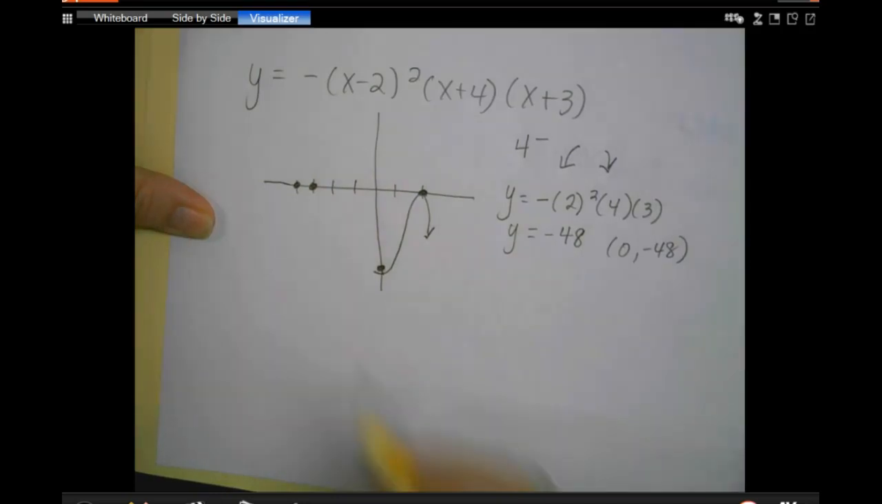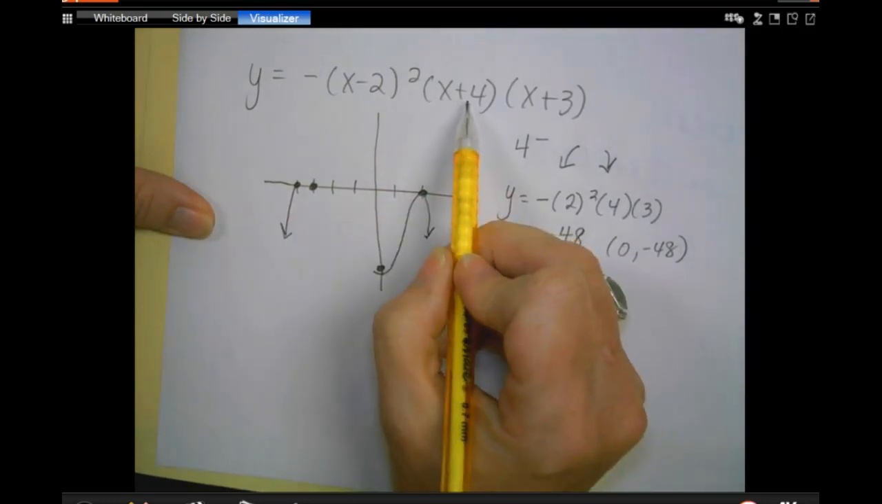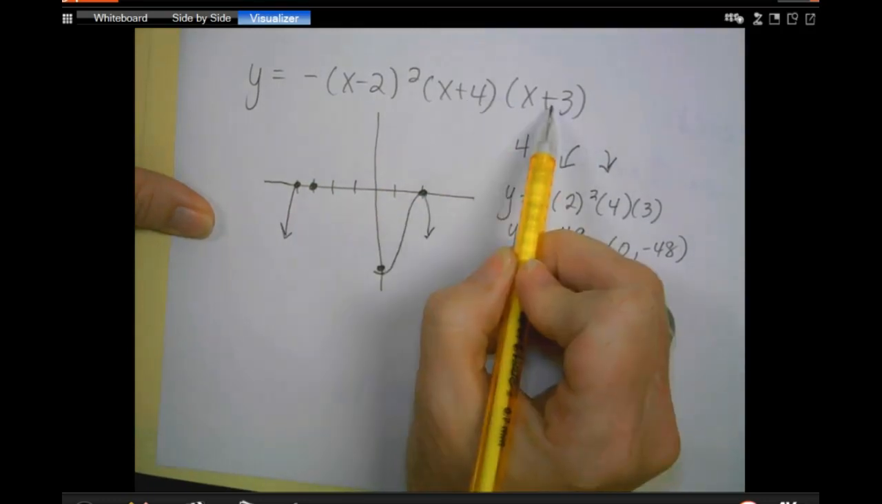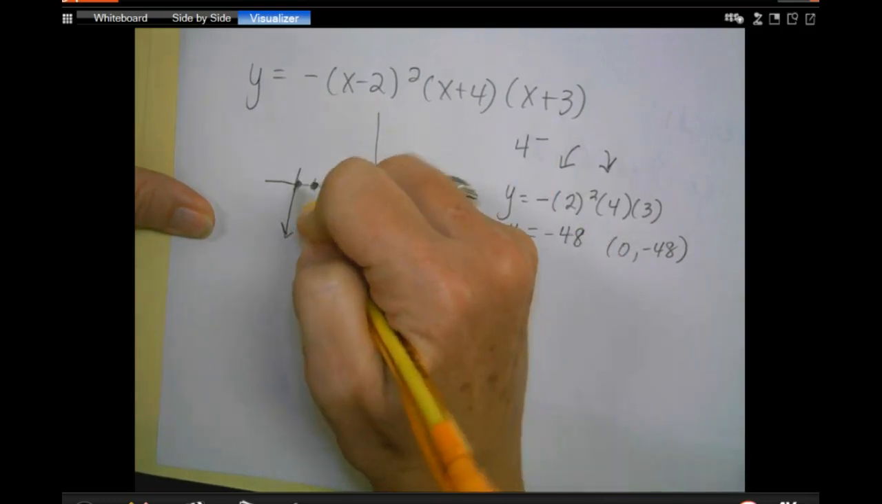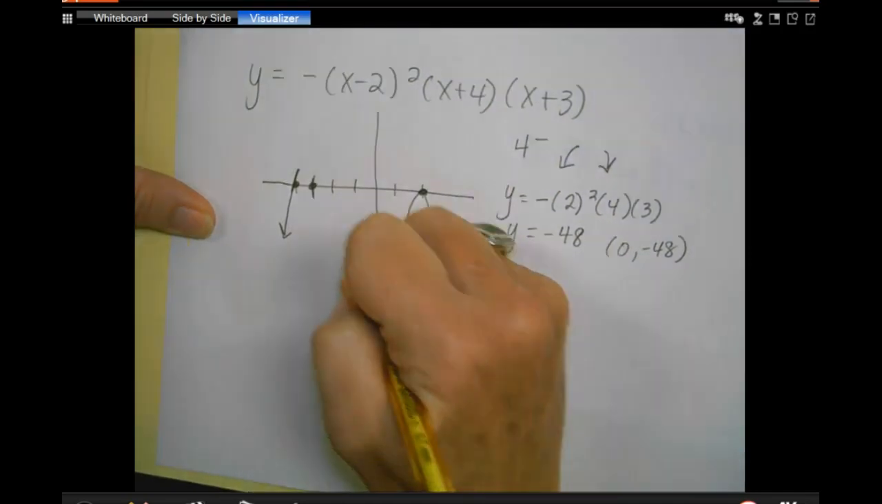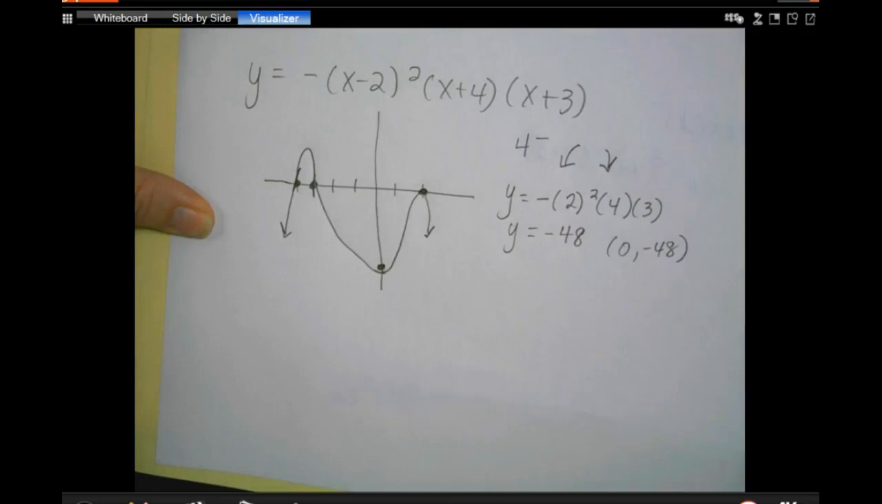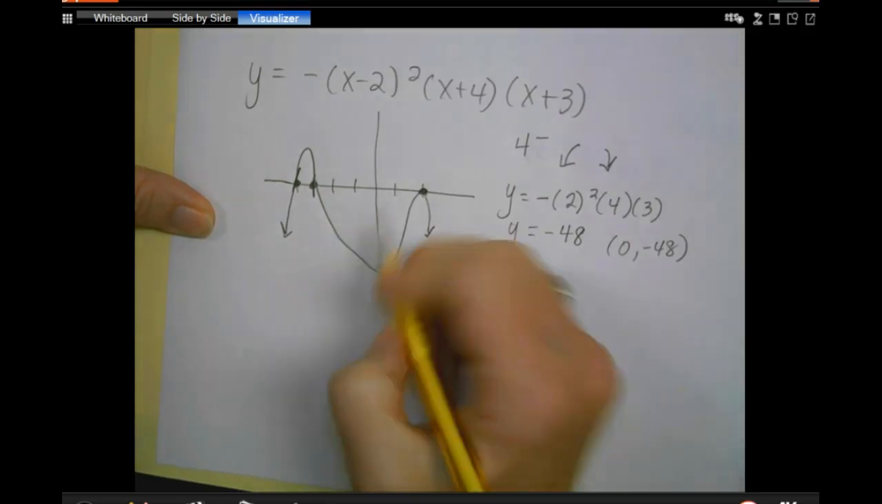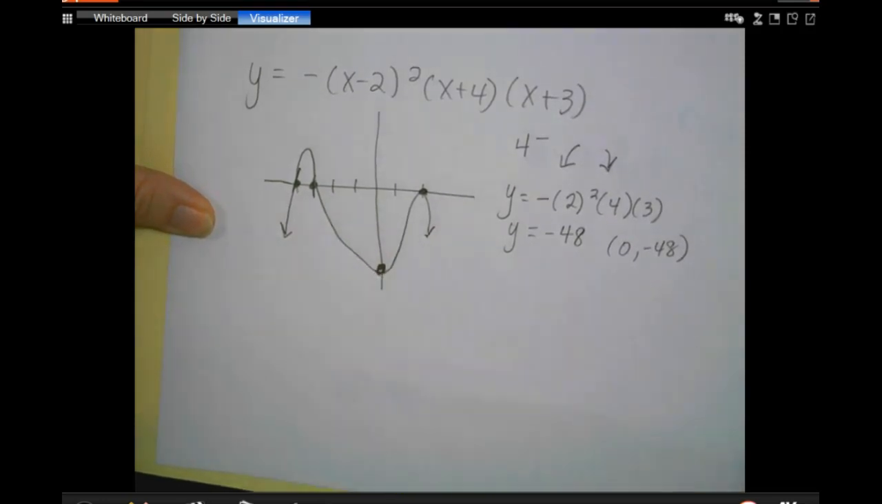And then I know this has to go down this way, but at negative 4 and negative 3, what has to happen? I have to go through, which means I'm up and down. So this is going to end up looking like this. No, it touches. Sorry, okay?